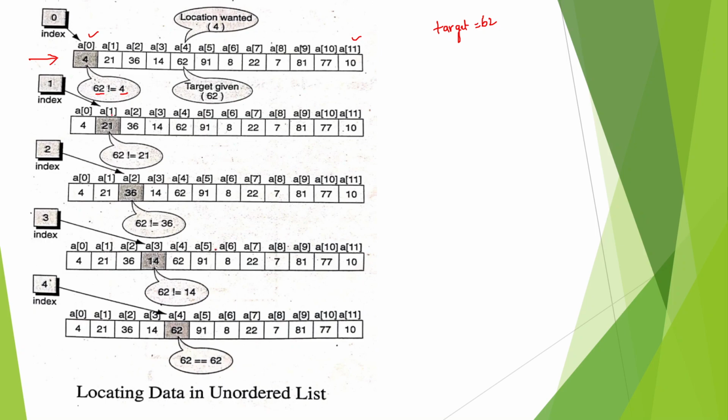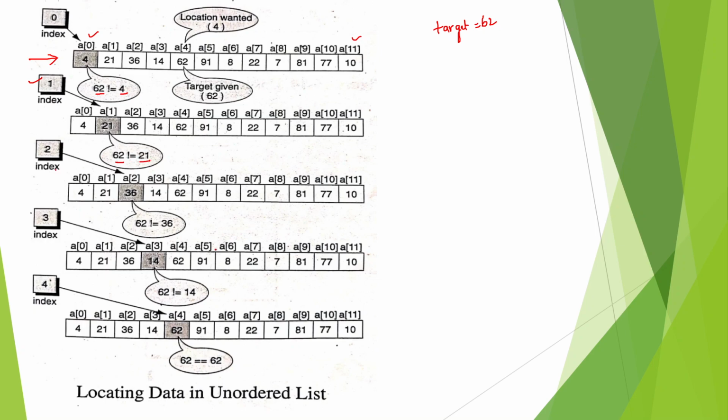So what we have to do is go to the next one. We simply increase the index and go to the next item to be compared. Again here, the target will be compared: 62 got compared with 21. Again, it is a no match.